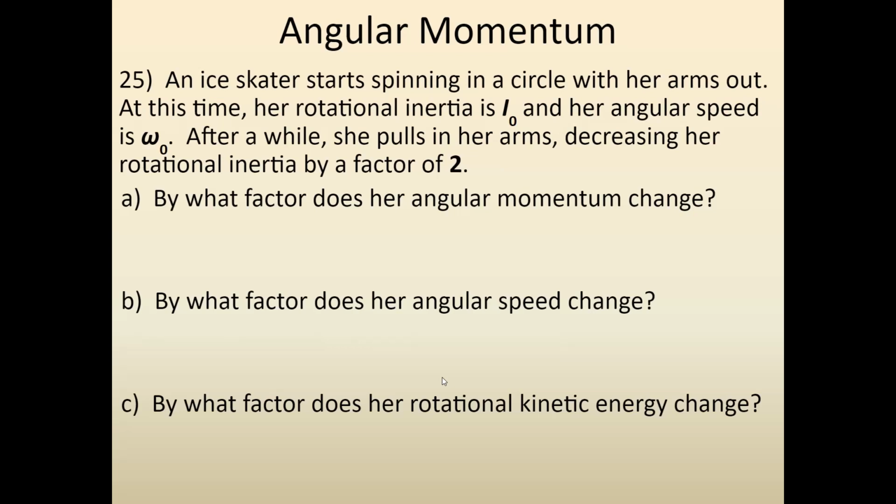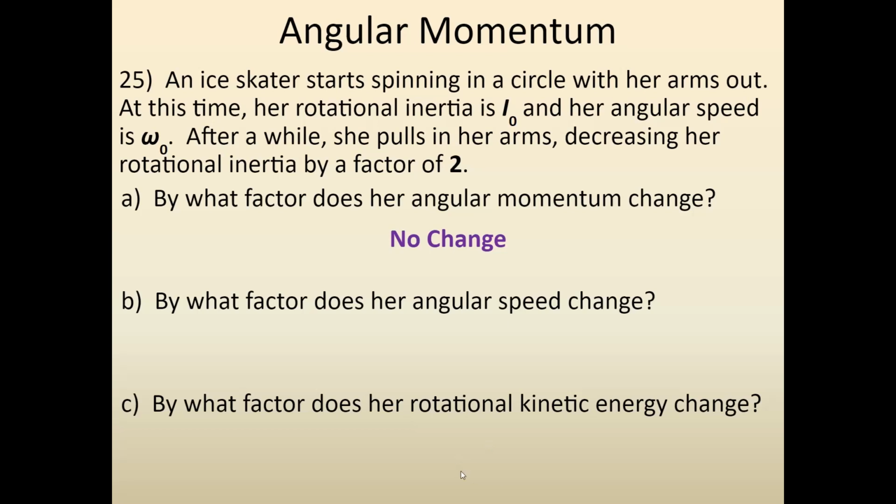The person pulls their arms in. There's no outside forces, no external torques. Therefore, the momentum should remain conserved. It's not transferring this angular momentum to anything else. So the angular momentum doesn't change. There's no change in this, or you could say it changes by a factor of 1.